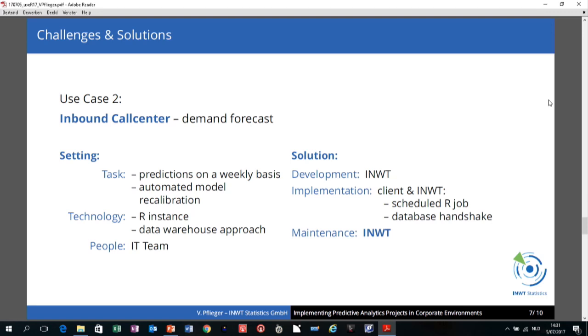What we did there, again, we developed the algorithm in-house, but then we have R jobs that can be triggered automatically. We schedule them, and then the results are just printed to their data warehouse, and that's actually what they can work with. And here, of course, the maintenance is on our side, because at the client side we don't have people that really understand what we do well enough to do it themselves.